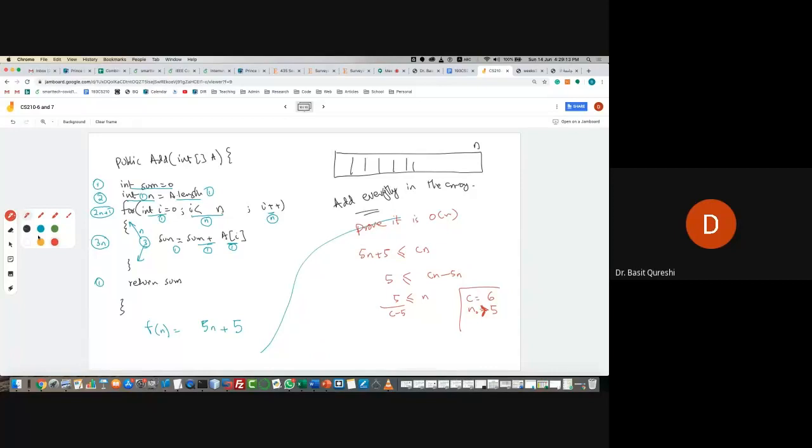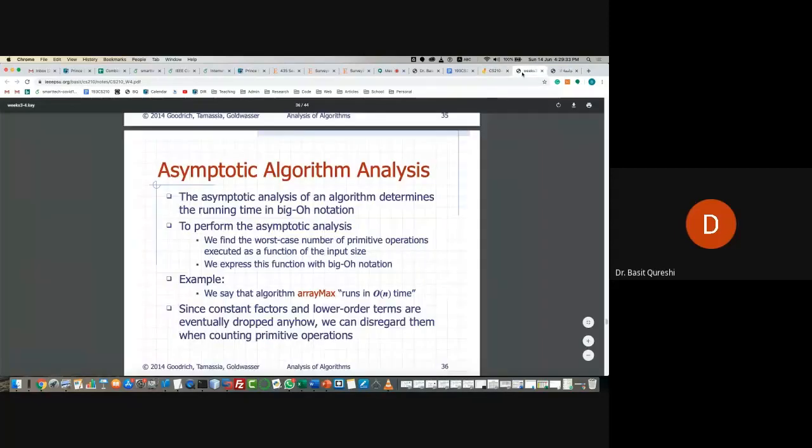But if I simply ask you, just look at it and tell me if this is big O of n or not, what are we going to do? 5n plus 5, just ignore this term, and you're going to get n, which is big O of n. So this is just quick estimation. All right, so this was an example of what we just studied over here.